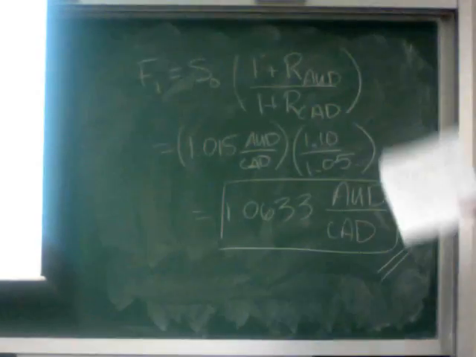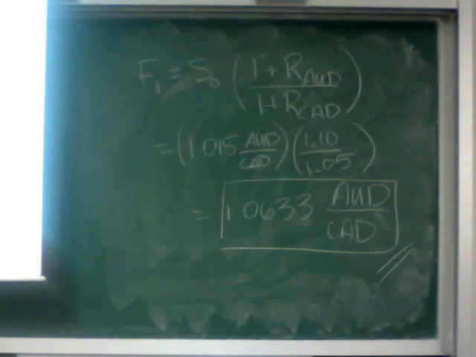So then if the spot rate is 1.015 and the Australian dollar is at a forward discount, then you will get more Australian dollars in the future for the same amount of Canadian dollars. So the forward rate in 1 year is going to be 1.0633.